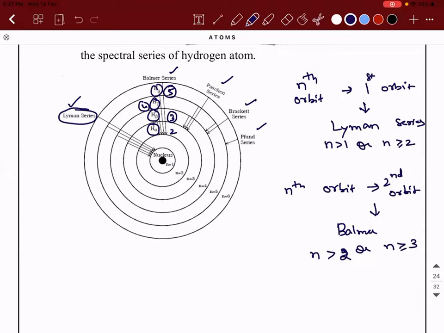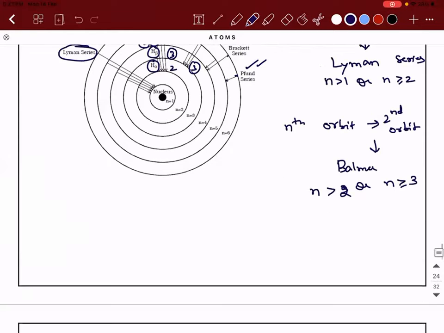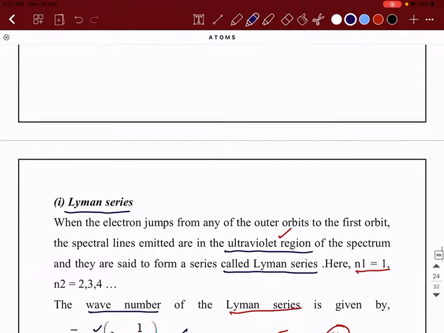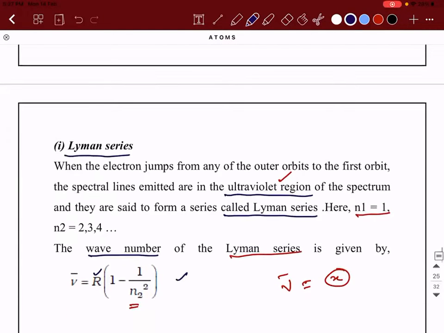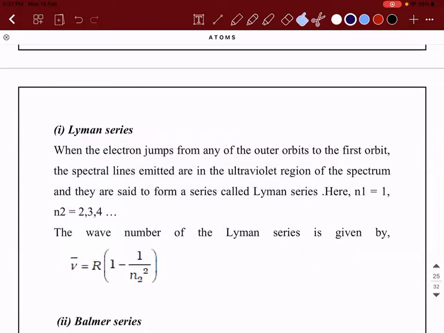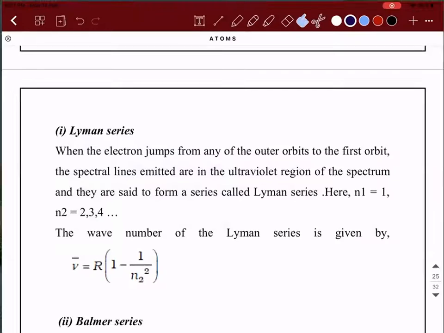Similarly, if an electron jumps from any higher orbit to the third orbit, the series it belongs to is the Paschen series. When an electron jumps from any higher orbit to the fourth orbit, we call it Brackett, and any orbit to the fifth orbit, we call it the Pfund series. Is this clear? This is already known to you guys, right? Yes or no? Are you guys there? Yes.